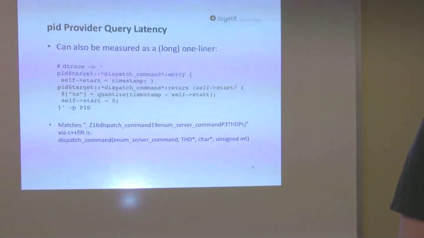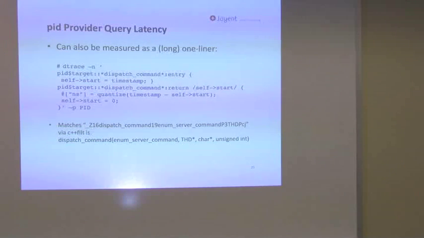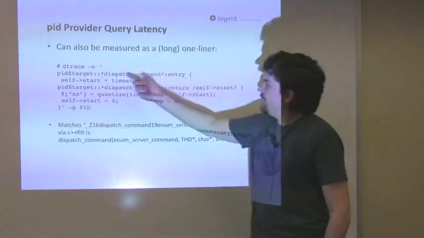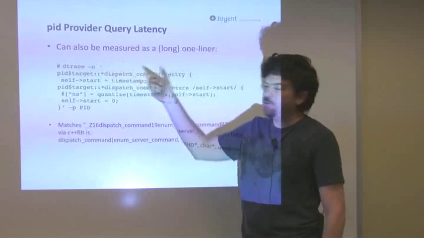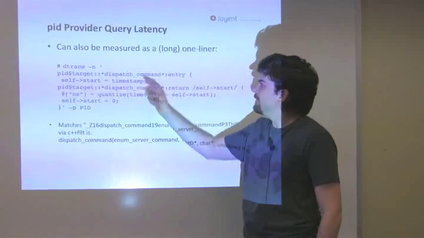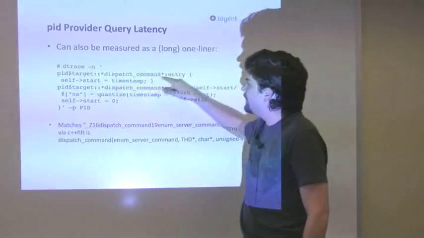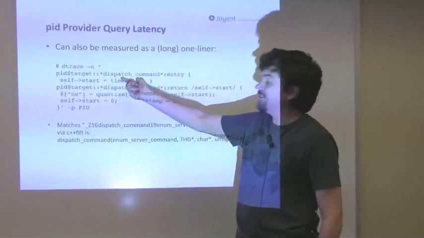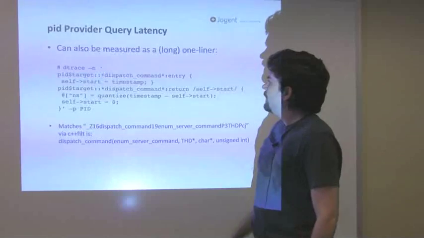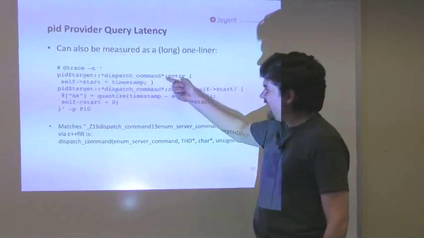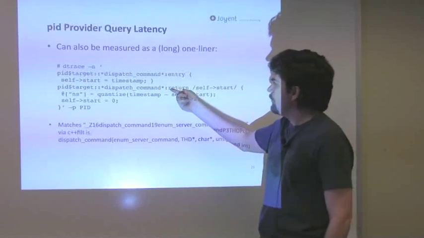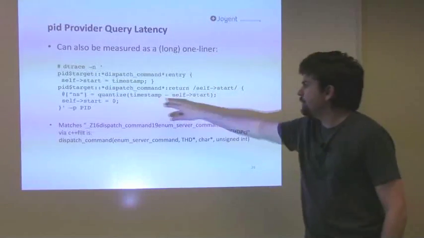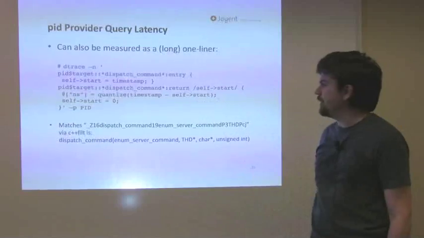To show the previous one-liner written using the PID provider, instead of having the convenience probes, MySQL query start and query done, I'm answering it by matching a function from the internals of MySQL called dispatch command. And I am tracing the entry to dispatch command to the return of dispatch command, and I'm doing the same timestamp and quantize for the distribution plot.